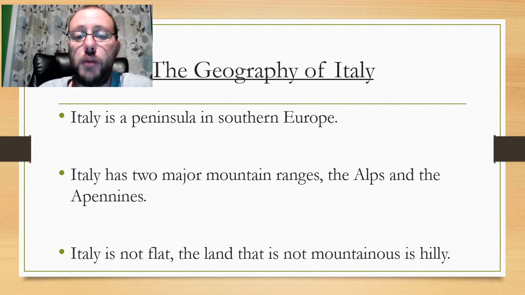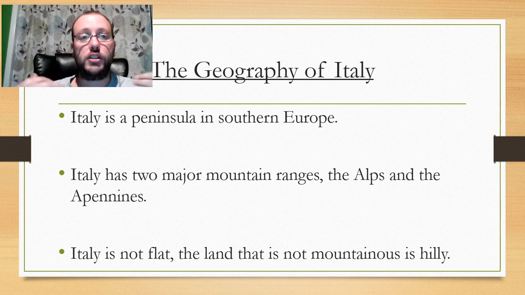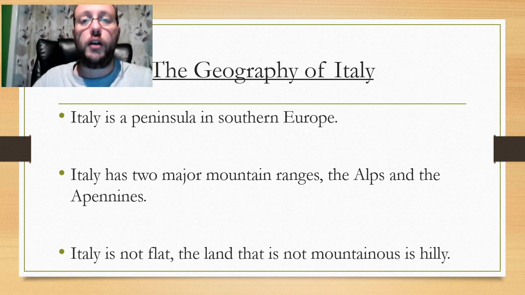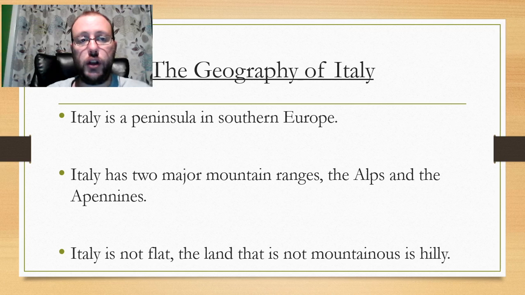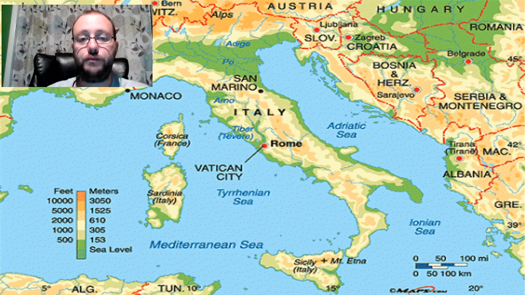It has two major mountain ranges, the Alps and the Apennines. These are the two major mountain ranges in Italy. It's not flat. The land that's not mountainous is hilly, meaning that even the areas that don't have a lot of mountains on them are still very hilly.